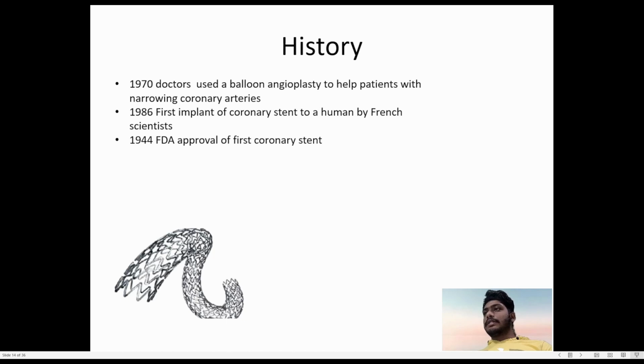History. In 1970, doctors used balloon angioplasty to help patients with narrowing of the coronary arteries. In 1986, the first human implant of a coronary stent was done by French scientists. In 1994, FDA approval of the first coronary stent. Stents are revolutionary. They help in unblocking the blocked coronary arteries.